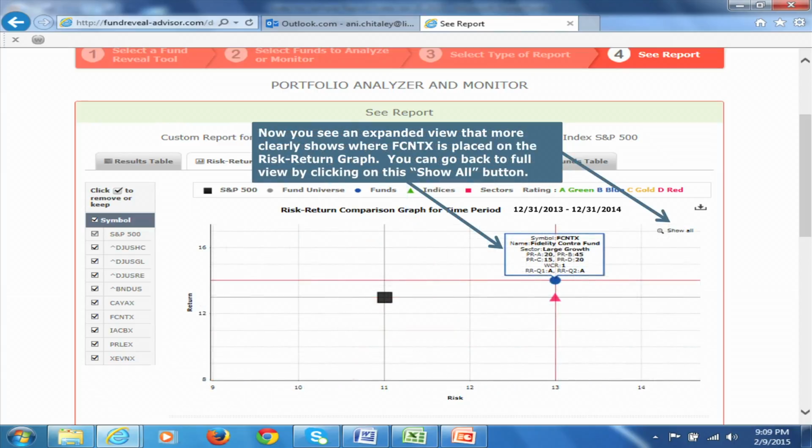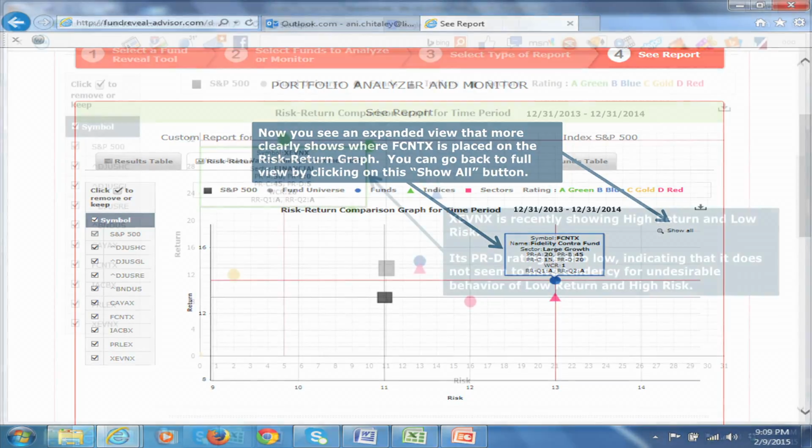Now, you see an expanded view that more clearly shows where FCNTX is placed on the risk-return graph. You can go back to full view by clicking on this Show All button.